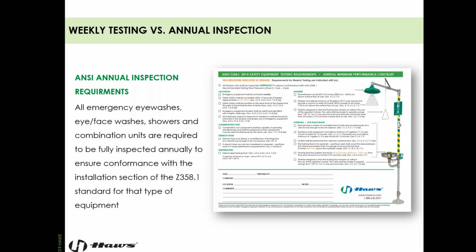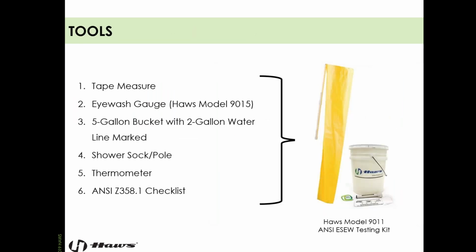But this is our safety checklist, a super handy document. Again, on an annual basis, once all the way through, everything has to be tested. Some of the things you're going to need are a tape measure, an eyewash gauge, and a 5-gallon bucket with the 2-gallon water line marked. I'll explain how to use that later. A shower sock and pole, because they call them drench showers for a reason. Thermometers to measure the temperature of the water, and then of course an ANSI checklist to ensure that we're hitting all the boxes and making sure it's completely getting tested.